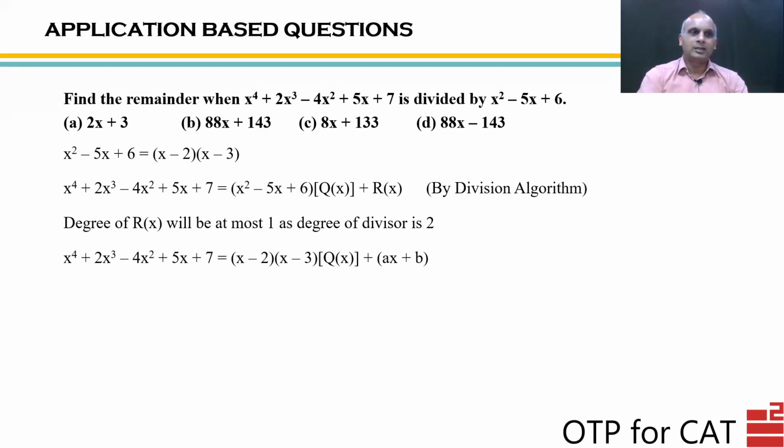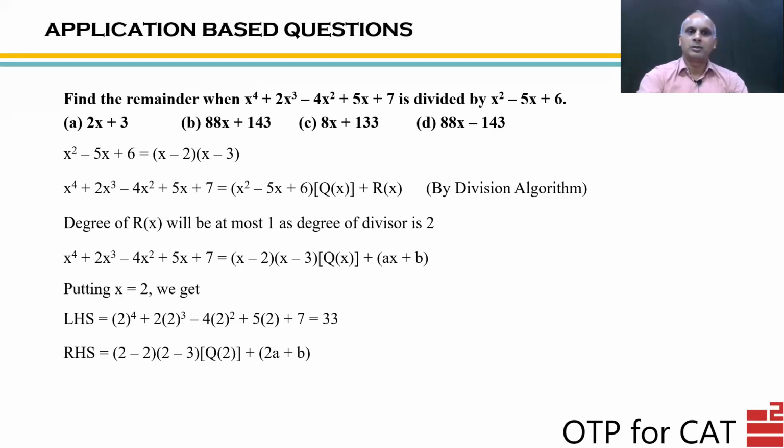So what I get is this given polynomial is equal to x minus 2 into x minus 3 into q(x) plus ax plus b. In this equation, if I put x as 2, my first term on the right-hand side becomes 0. It vanishes because x is put as 2. So the whole thing becomes like this. LHS is 33 by putting x as 2, and RHS becomes finally 2a plus b. So I will say 2a plus b is equal to 33. Let us say this is my first equation.